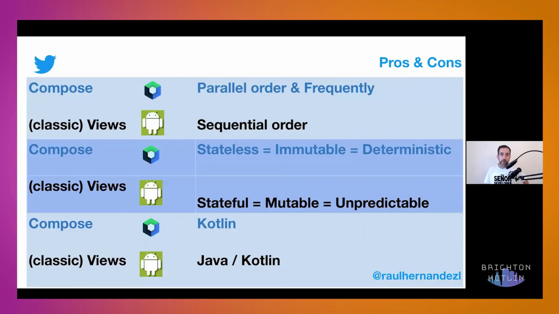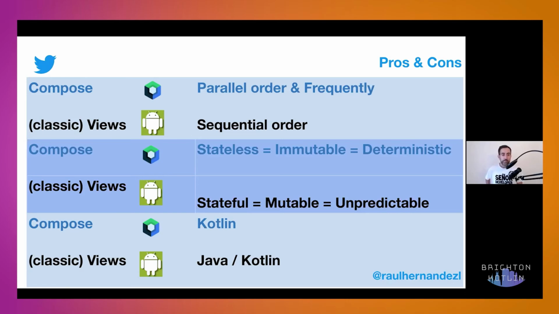So if we think about it, different pros and cons. Compose runs in parallel and very frequently. That means that it's meant to be really, really performant, and this is going to save you some resources as well. I'm going to be very fast. So it's convenient long term. Also, the classic views can run in sequential order. So if you need to rely on a particular order to render a particular view, you can do it with classic views, but you cannot do it with Compose.